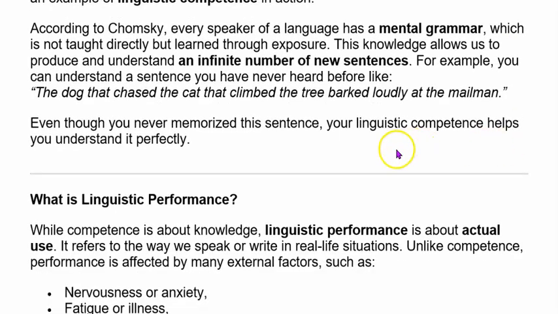According to Chomsky, every speaker of a language has a mental grammar which is not taught directly but learned through exposure. This knowledge allows us to produce and understand an infinite number of new sentences. For example, you can understand a sentence you have never heard before, like "the dog that chased the cat that climbed the tree barked loudly at the mailman." Even though you never memorize a sentence, your linguistic competence helps you understand it perfectly.